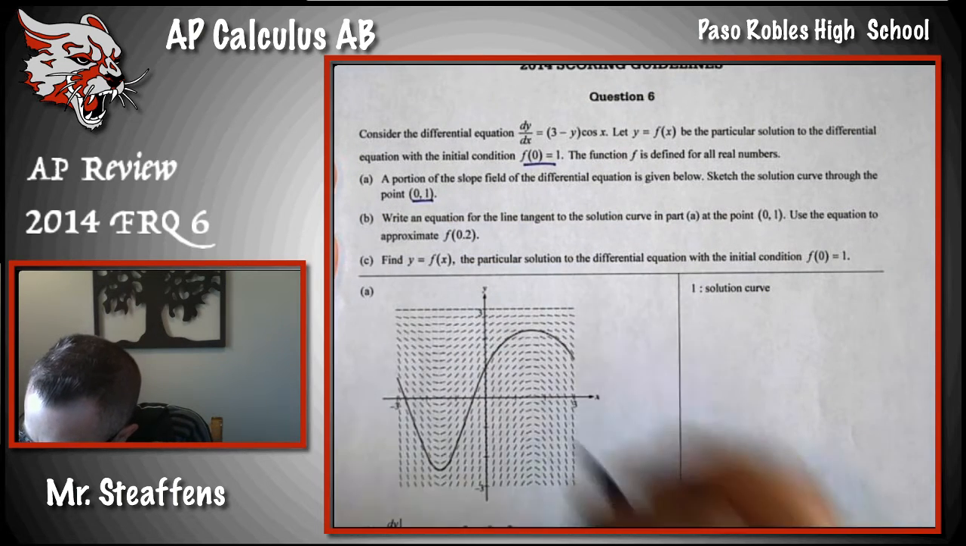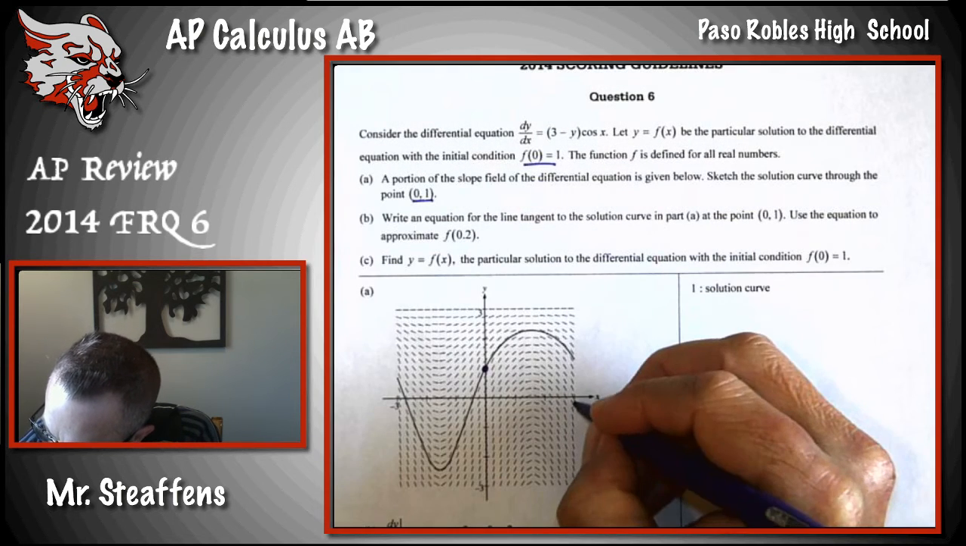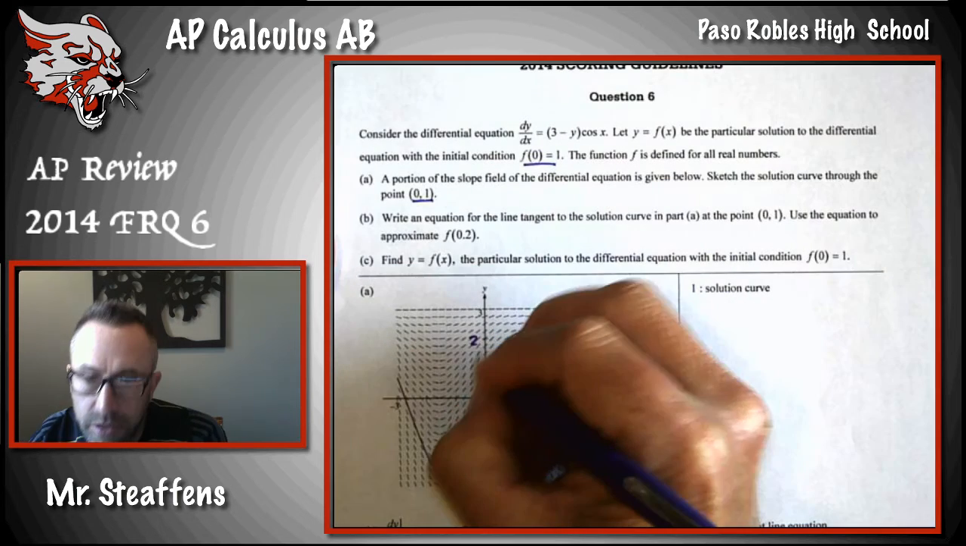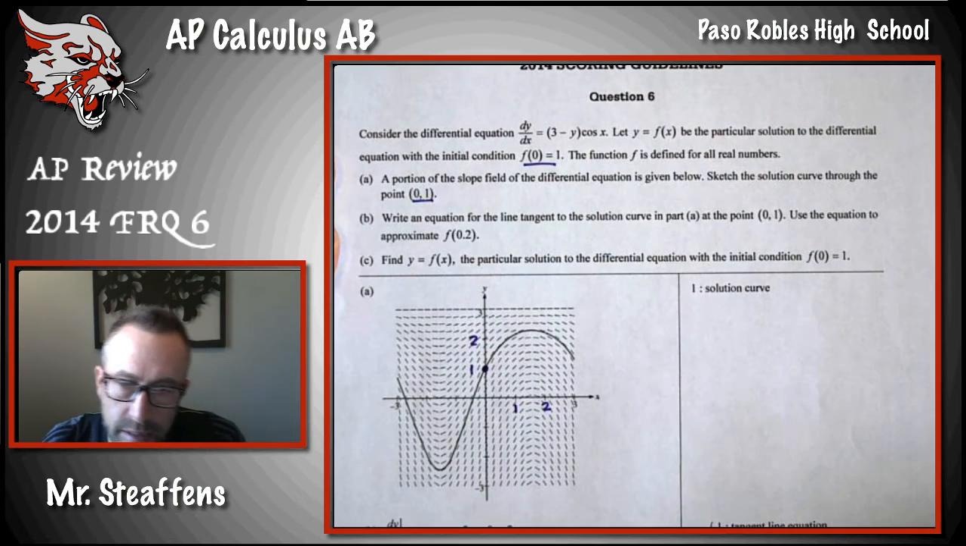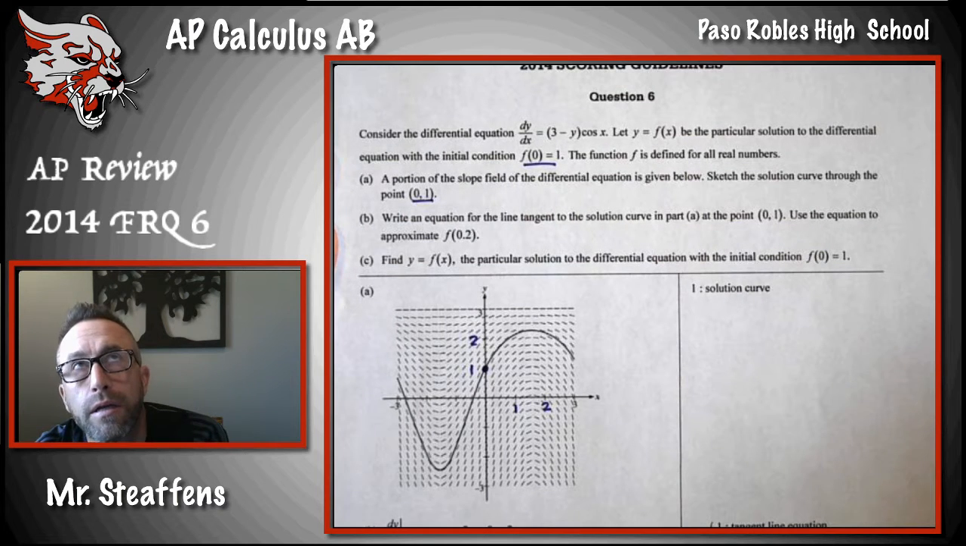So 0, 1 is right here. Make sure you realize this is a 3. So this is 2 and 1 and 2 and 1. So make sure you've labeled or you understand that each square is not a line.